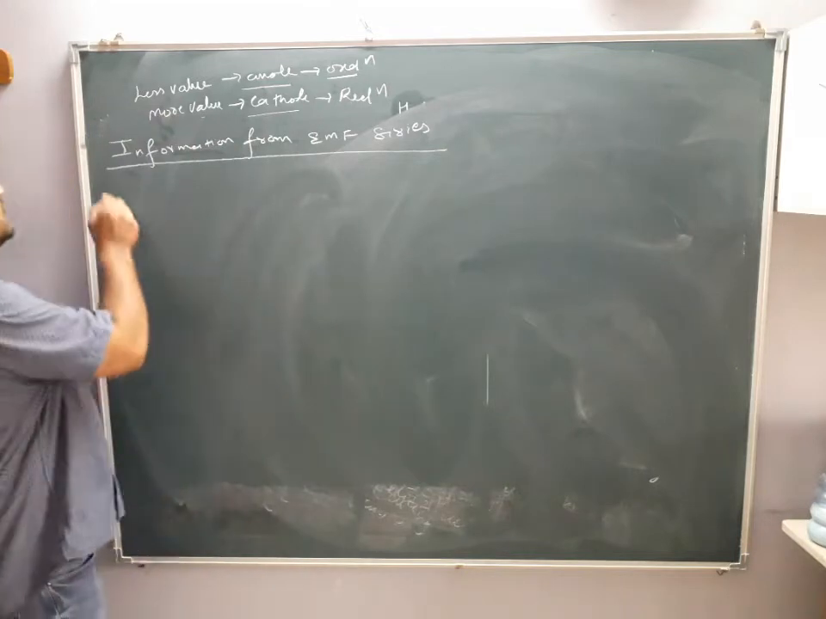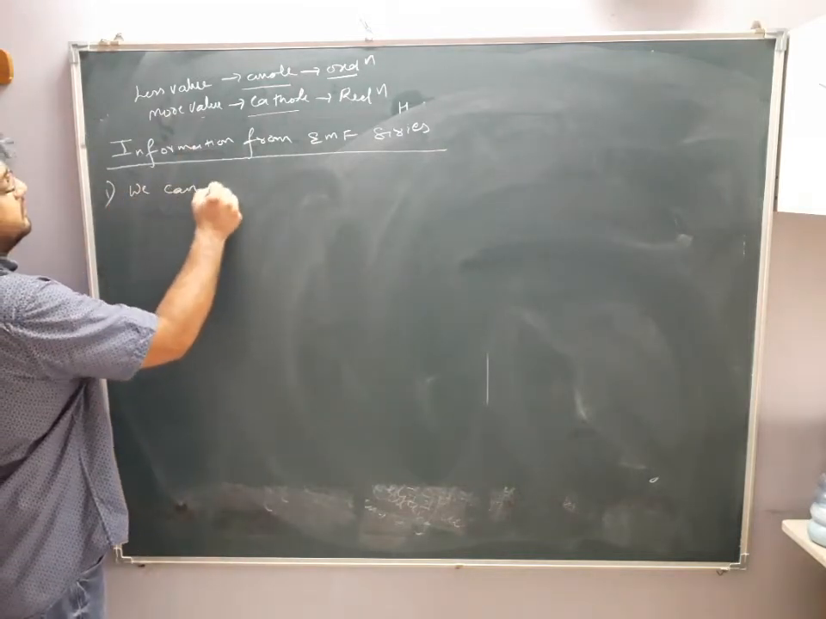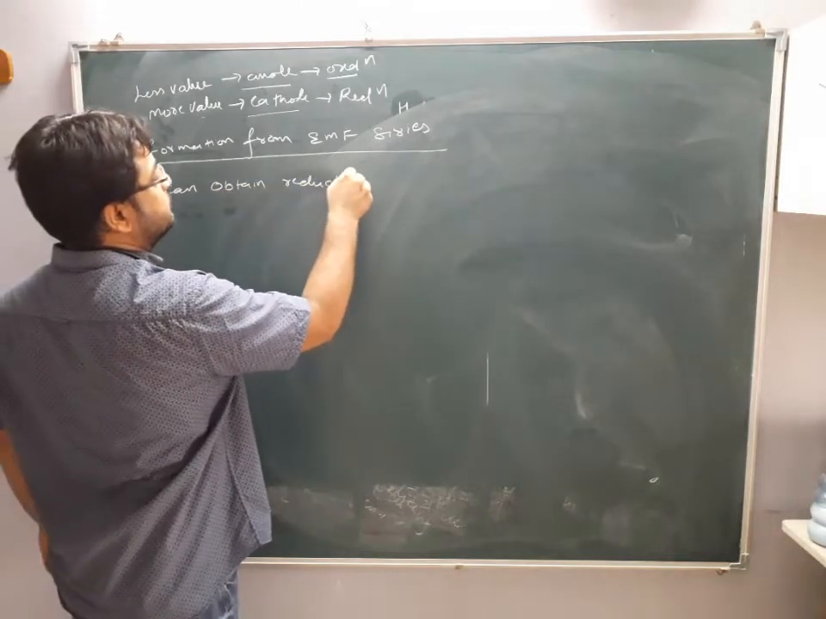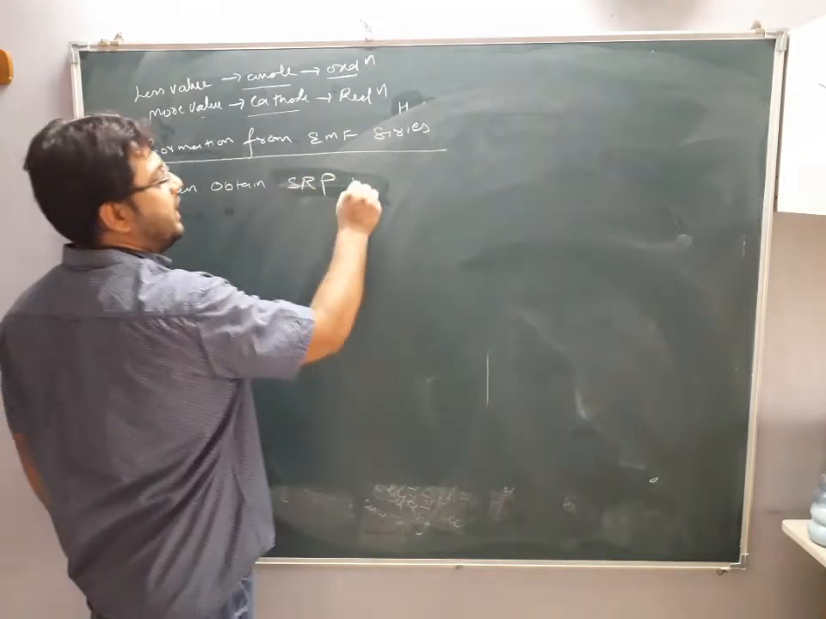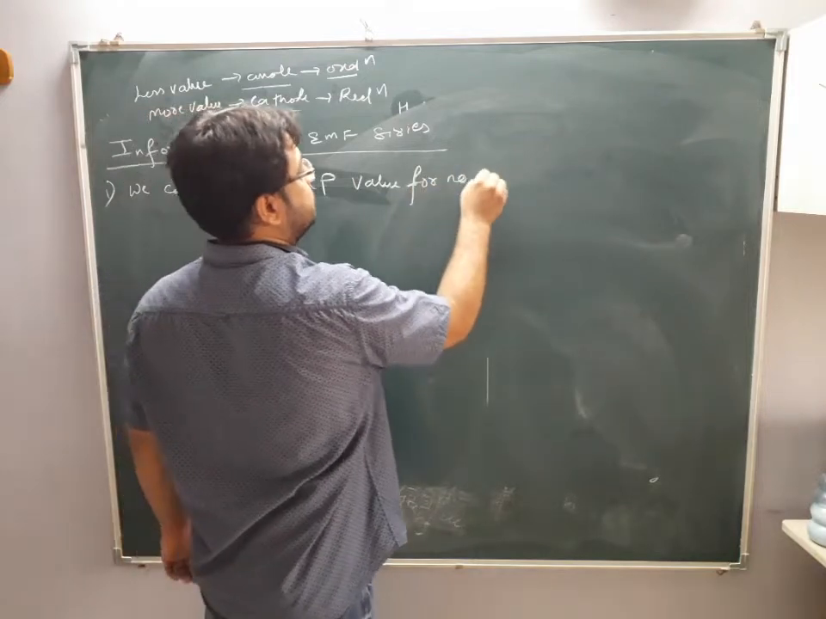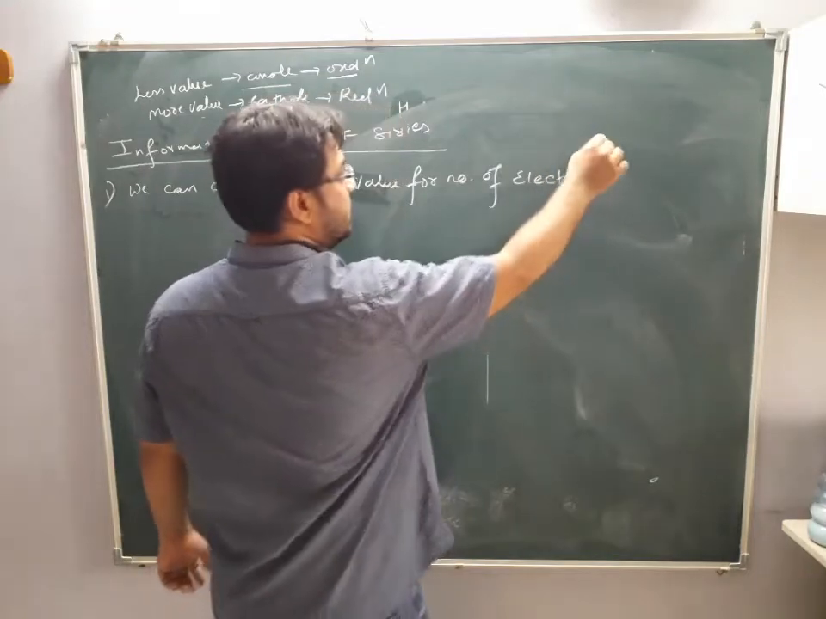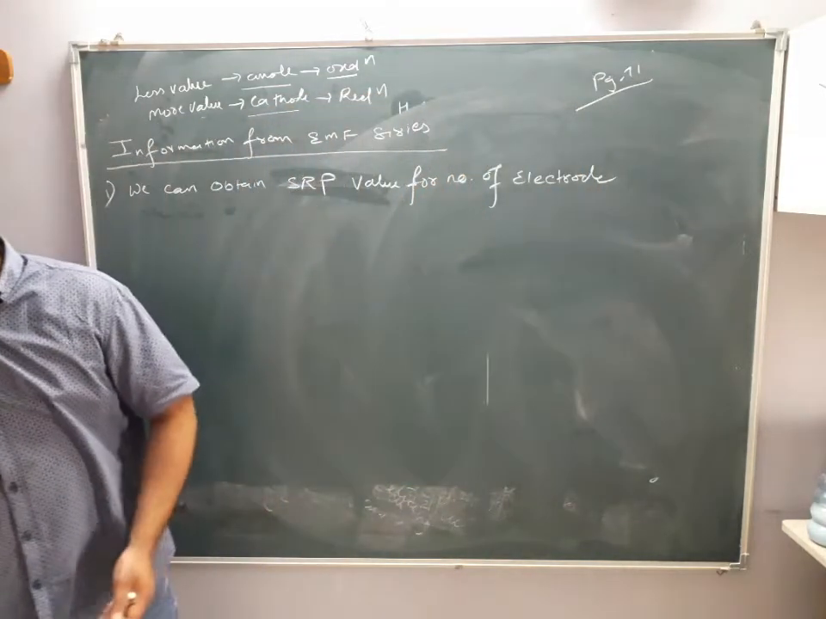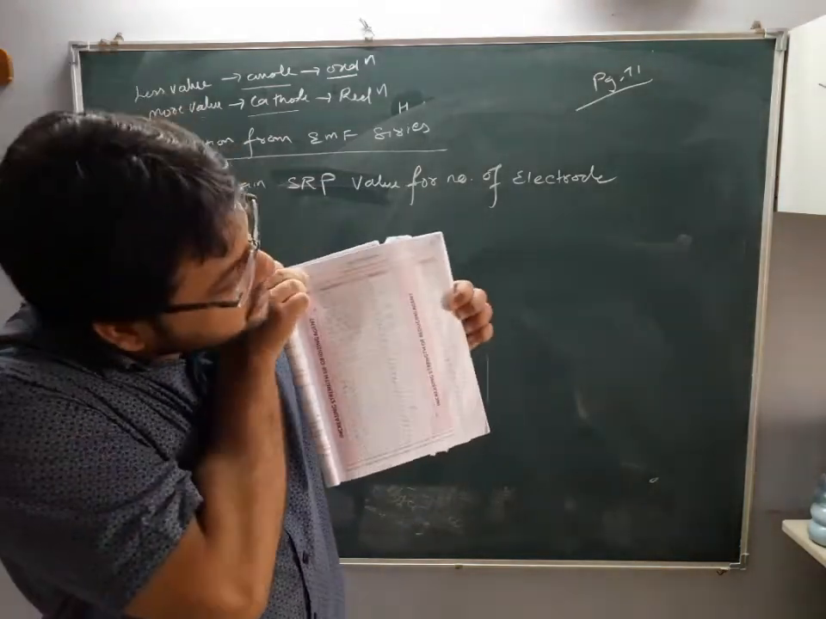Clear this part? So what information? First information, we can obtain reduction potential value. That is, we can obtain standard reduction potential value for number of electrodes. Yes or no? Open that page number and see. Check it out. Don't simply sit. Page number 71 in NCERT you can find. This type of table will be there. Search in your NCERT textbook.